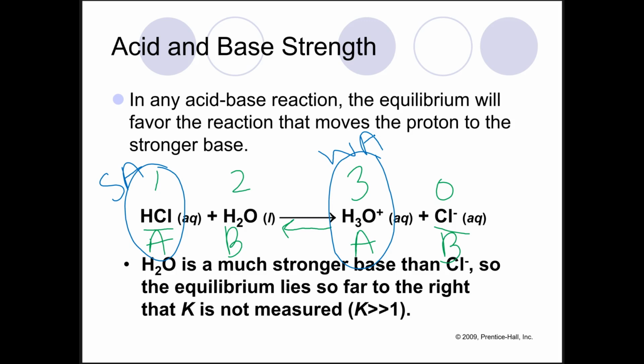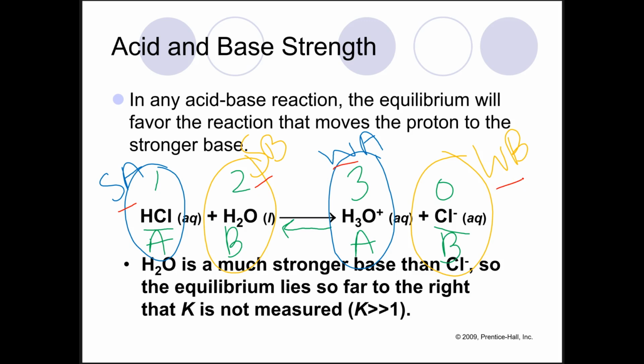And then we're going to go on the base column and look up H2O and Cl-. Well, Cl- is the worst base of all of them. So H2O is the stronger base, and Cl- is the weaker base. So you notice that there's a strong side and a weak side. So the strong acid and the strong base are on the same side, and the weak acid and the weak base are on the same side. Always going to work out.